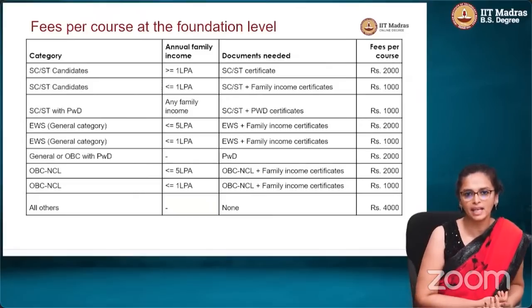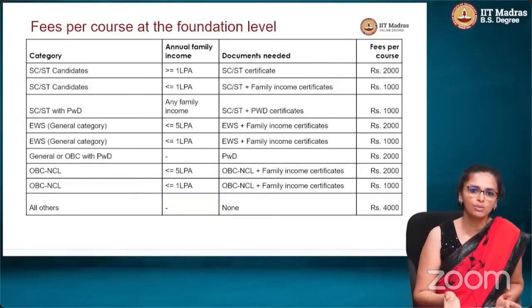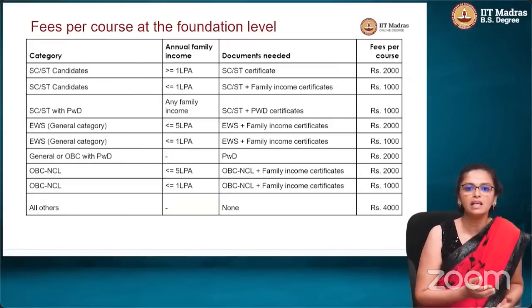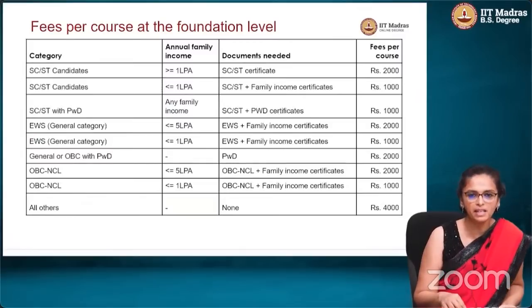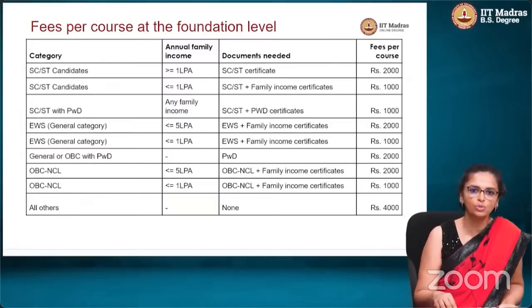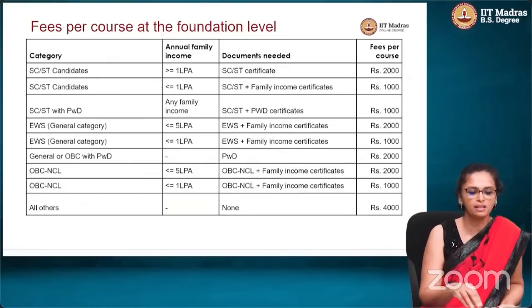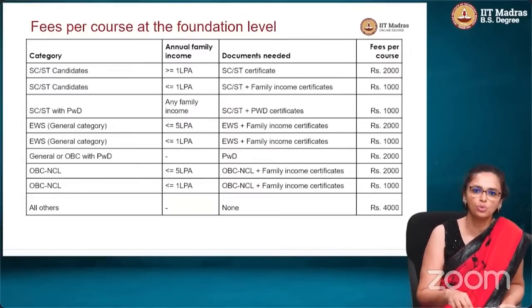So, one thing I'd like to remind you, the 32,000 for the foundational level, or appropriately what you would pay for your category, need not be paid to us at the beginning when you enter the program. You will pay only for as many courses as you register to in every term. So, if you register to 2 courses and I belong to the general category, say, I will pay only rupees 8,000. If I belong to, say, the OBC NCL less than 1 lakh per annum income category, then I will pay only 2,000 rupees in that term for the 2 courses that I register.